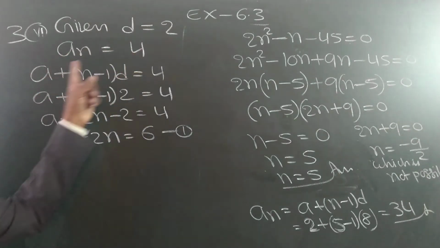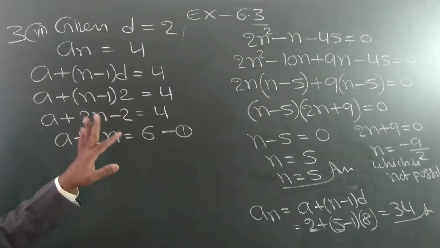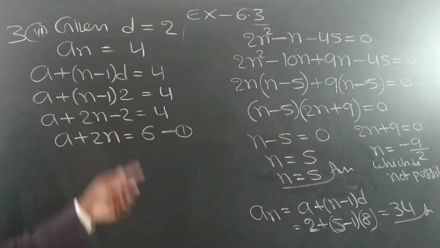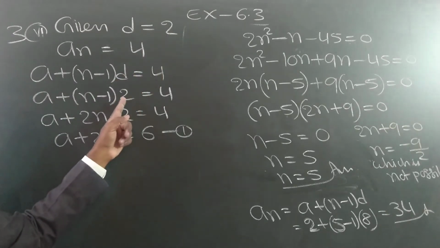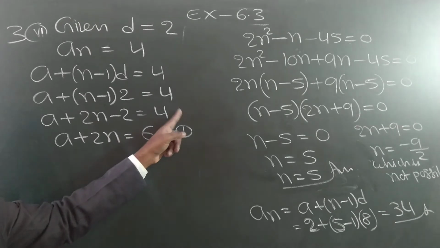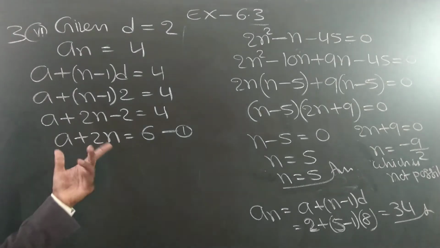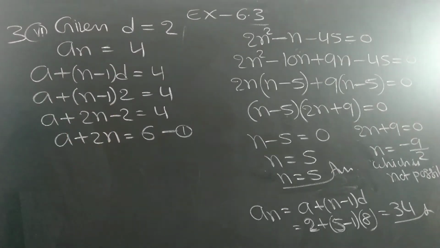The nth term formula is a plus n minus 1 into d. A is not given, n we don't know, only d is given. I substituted 2, so 2n, 2 into 1, 2 minus 2 that side plus 2, 4 plus 2 is 6. Equation number 1. We have to find a value and n value. With one equation we can't find, we have to get one more equation.